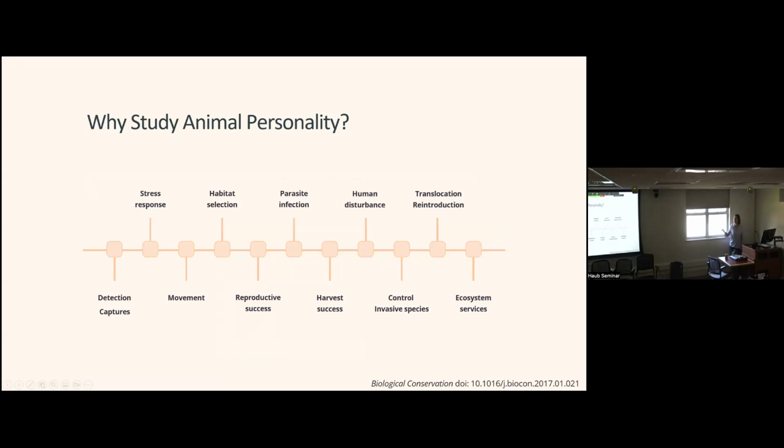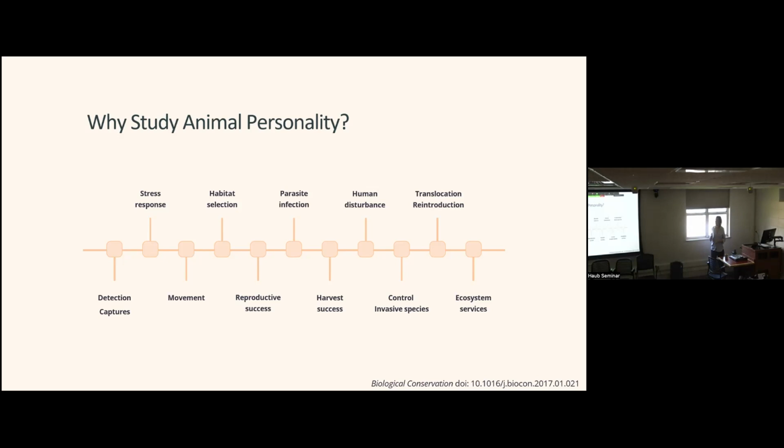Here is mostly just grouping all of those ideas together. These are all the factors, all the domains that can be affected by animal personality. They then have a strict relation to wildlife conservation actions or wildlife management. As we said, there are detection and capture, stress response, movement, how they select habitat, reproductive success, also parasite infection, harvest success, human-wildlife conflicts, the control of invasive species, management or conservation actions like translocation or reintroduction, and ecosystem services.